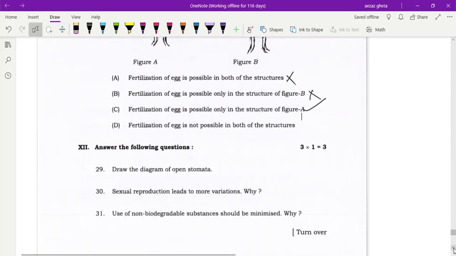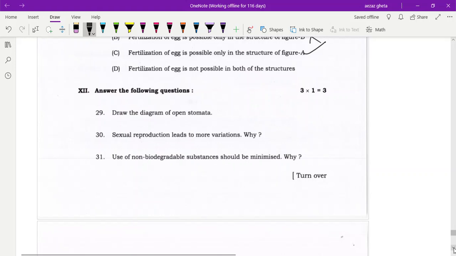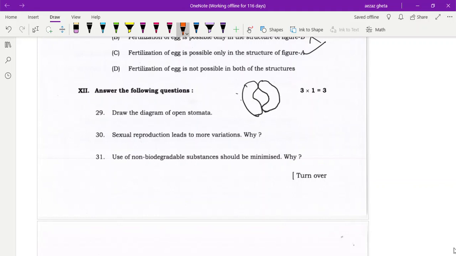Diagram of open stomata. You know stomata helps in transpiration. So this is, you can draw by seeing your textbook also. So this is guard cells. And this is the stomatal pore which is open. When the water flows into the guard cell, it will get swelled, and stomata get open.